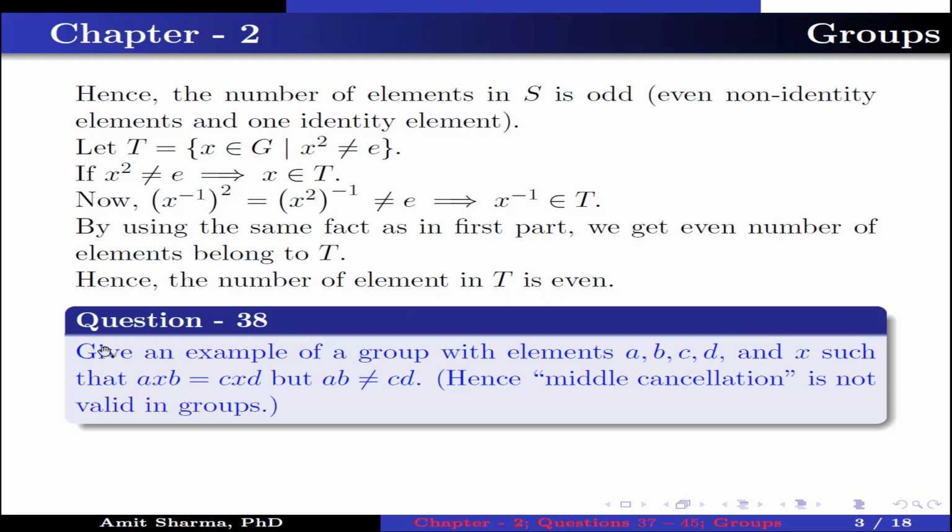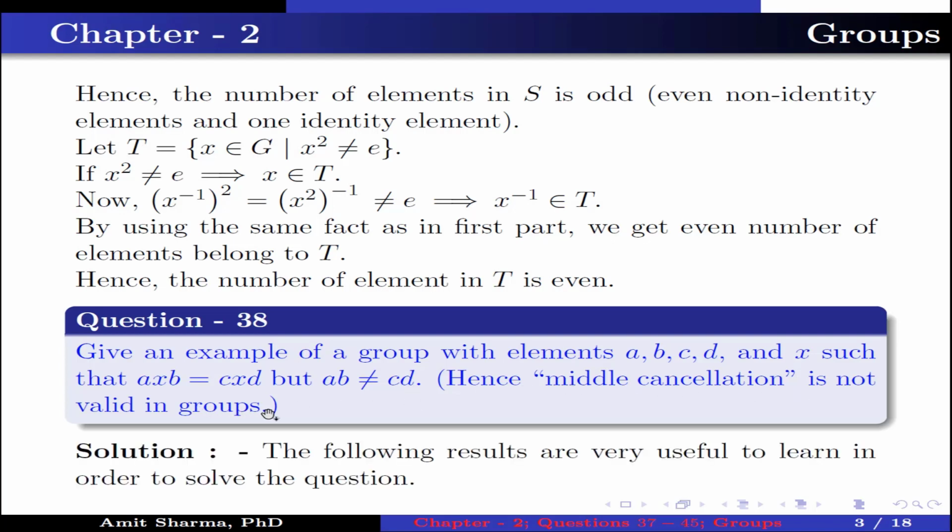Question number 38. Give an example of a group with elements A, B, C, D and X such that AXB is equal to CXD but AB is not equal to CD. Hence, middle cancellation is not valid in groups. The following results are very useful to learn in order to solve the question.